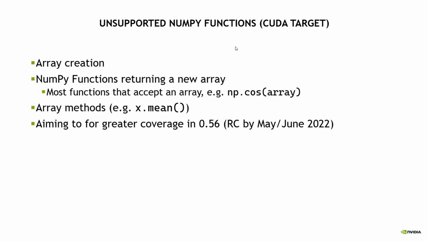Sorry about that. Oh yeah, so not every NumPy function is supported on the CUDA target. For example, you can't create new arrays inside kernels. That means that some NumPy functions that return a new array also can't be used. So for example, you can't use a function that takes an array because that's going to return you a new array. Some other array methods are also not yet supported as well, like something that computes the mean of the arrays. What I'm hoping to do is increase that coverage with some changes in the CUDA target in the next release of Numba, which is probably expected around May or June 2022.